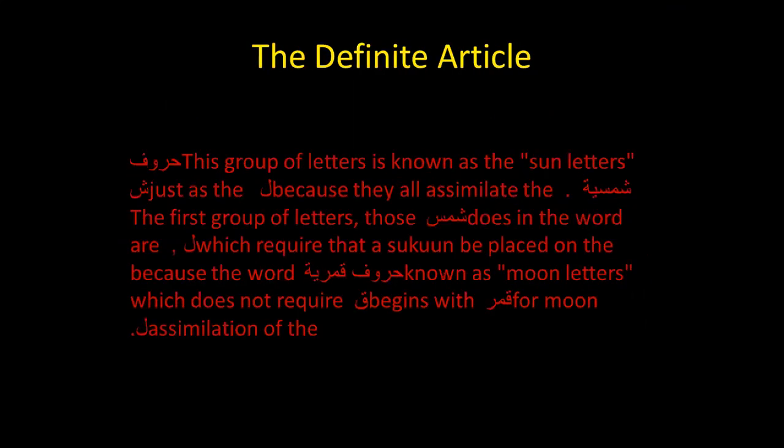This group of letters is known as the sun letters, just as shams, because they all assimilate the lam. The first group of letters, those of ash-shams, thus require a shadda on the letter following the lam. The other group is known as the moon letters, which do not require assimilation, such as the word qamar, which begins with qaf.